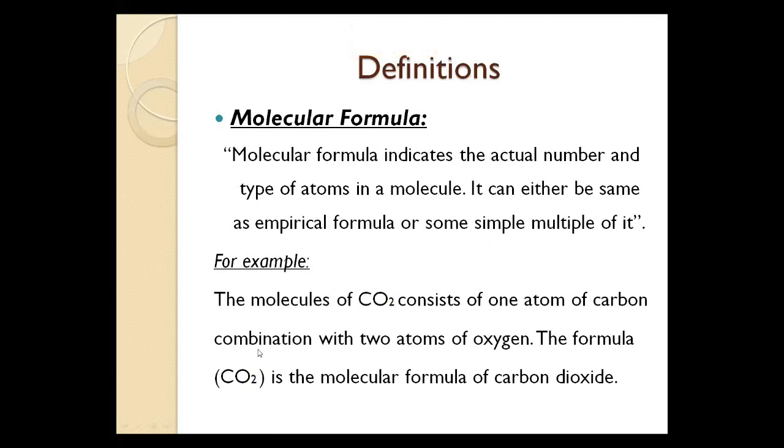We have the example of carbon dioxide. It consists of one atom of carbon combined with two atoms of oxygen. The formula CO2 is the molecular formula of carbon dioxide. The molecular formula of benzene is C6H6, but its empirical formula is CH. So this is the basic difference between molecular formula and empirical formula.